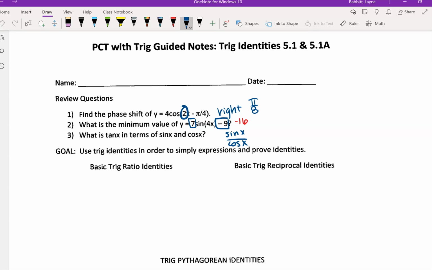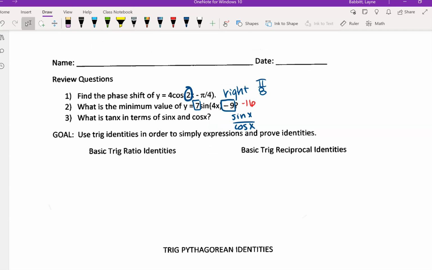And then for number 3, remember tangent is the same as sine over cosine, which kind of leads us into the next part where we're going to talk about trig identities. So the goal is to use trig identities in order to simplify expressions and prove identities.